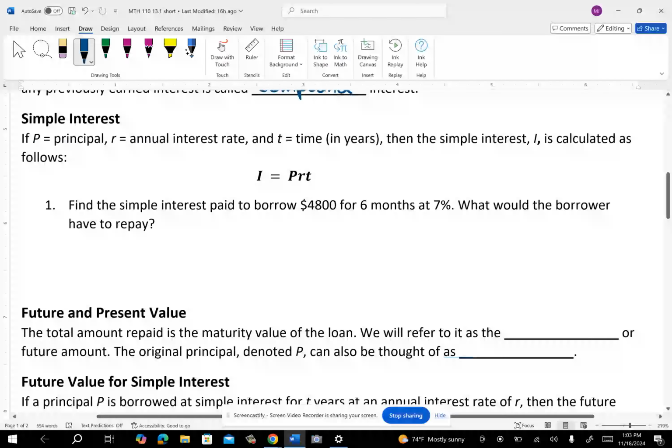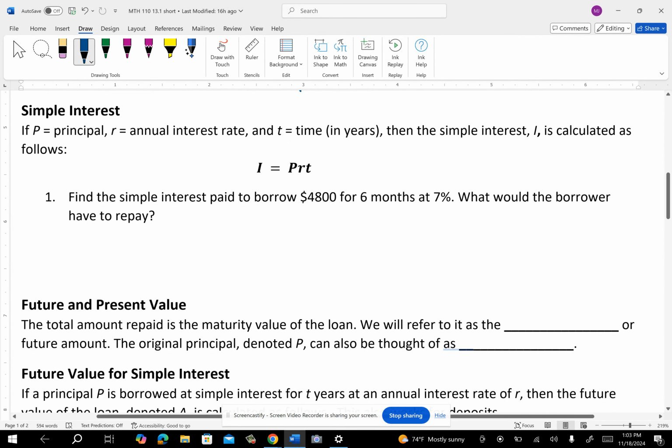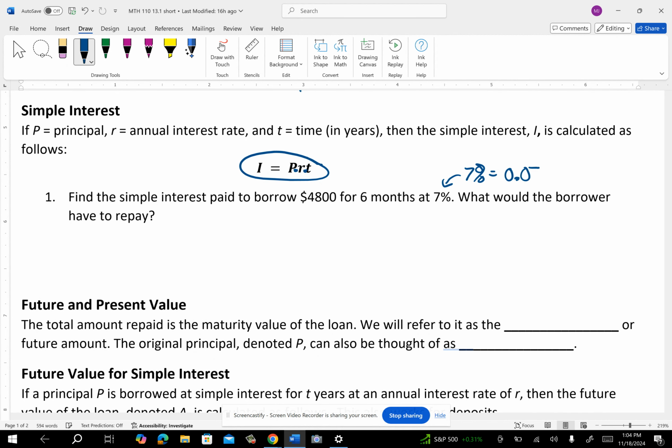Here's how you calculate the simple interest. You just take the principal times the rate times the time. Principal times rate times the time. There are some tricky things that you have to understand, though. One of the things is that the interest rate needs to be written as a decimal. So 7%, 7 per 100, 7 divided by 100 would be the same as 0.07, because you'll always want to put the decimal form of that into the formula.